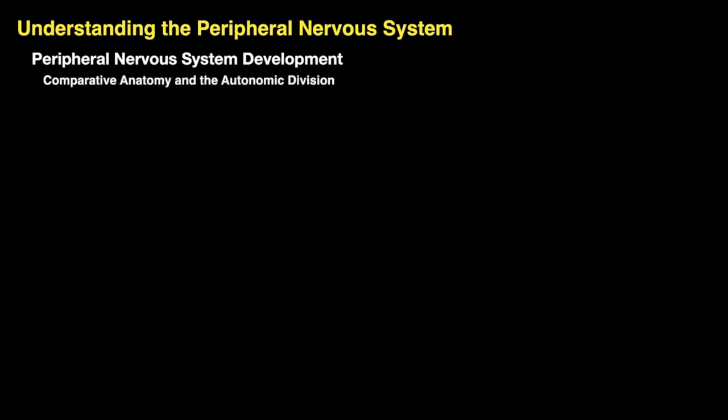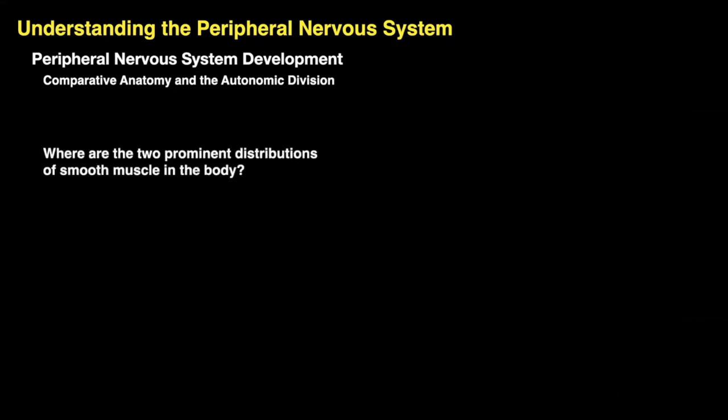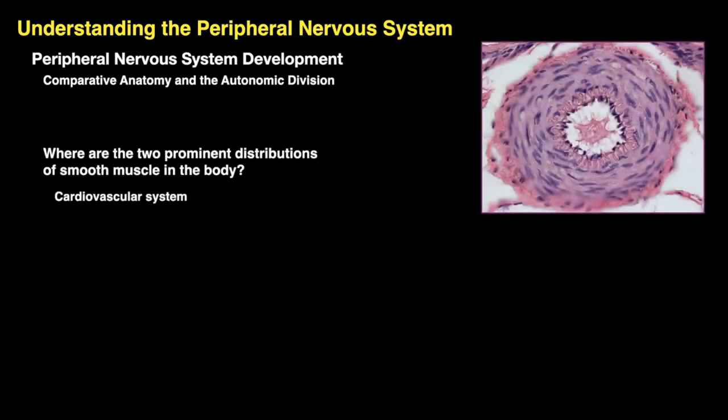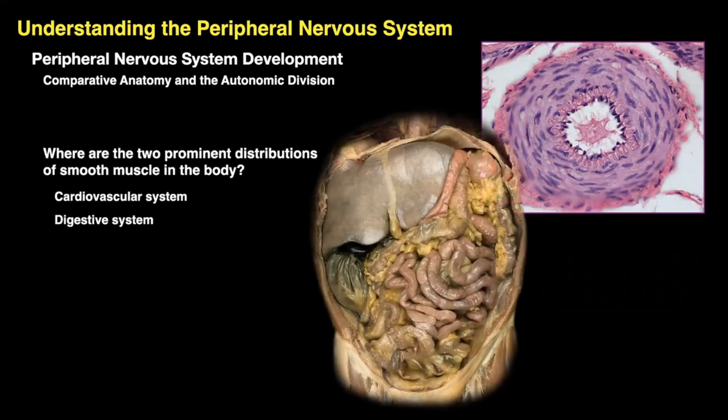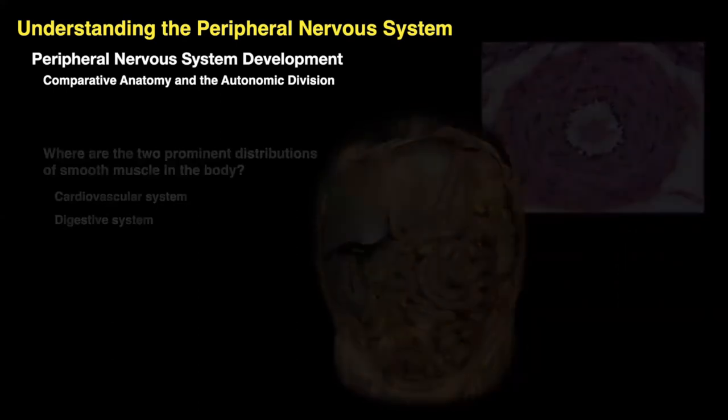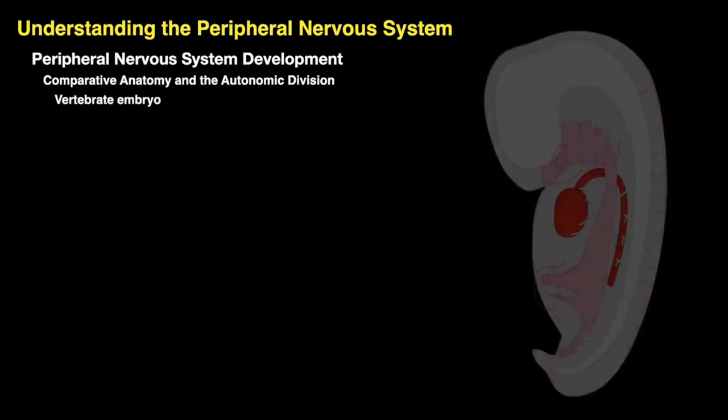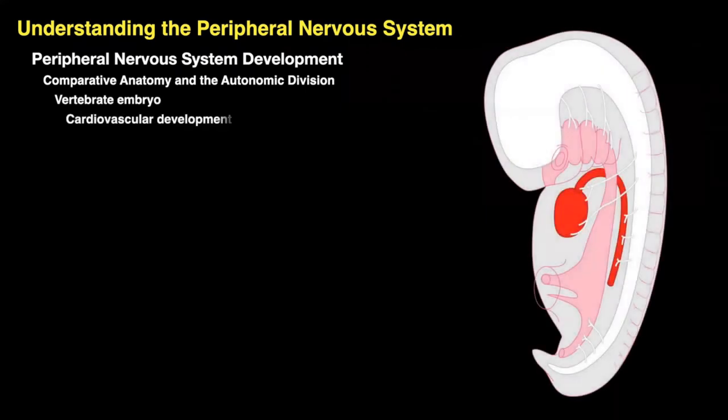Now, let me introduce you to a little comparative anatomy, and then we'll see if we answered our questions. What are the two most prominent distributions of smooth muscle in the body? Well, cardiovascular system and the digestive system. We've already alluded to that, okay? So if you look at the development of those systems in the vertebrate embryo, let's look at it. Cardiovascular development. Well, guess what?